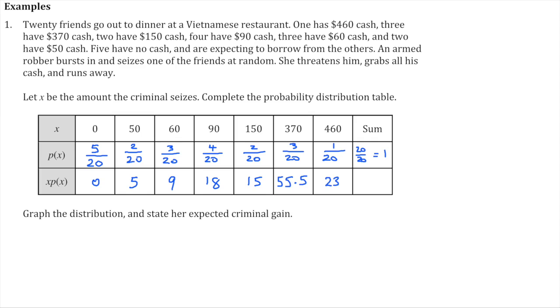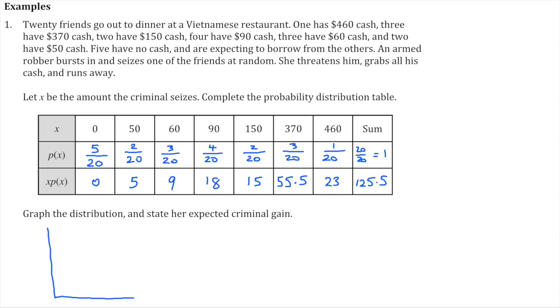Now if I add every number in this row up, they add up to 125.5. So that's finished my table. I've completed the distribution table like I was asked to do. Next thing I've got to do is graph the distribution and then state the expected criminal gain. So let's graph the distribution.